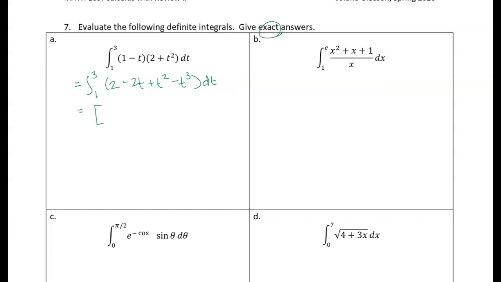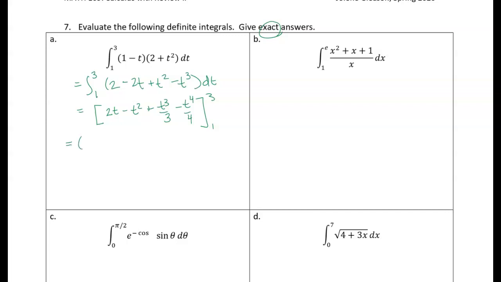So let's figure out what the antiderivative is of this. We're going to get 2t minus t squared. Well, it's really 2t squared over 2, but I'm just canceling the 2. And then we get plus t cubed over 3 minus t to the 4th over 4. And we're going to evaluate that from 1 to 3. So now it's just arithmetic.